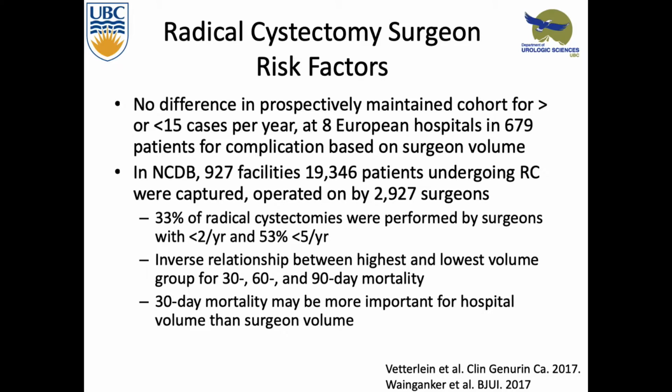In a retrospective study looking at the National Cancer Database, a big study with over 900 facilities, almost 20,000 patients, and almost 2,000 surgeons, they found that 33% of radical cystectomy patients were treated by surgeons who do less than 2 a year, and 53% do less than 5 a year. They found an inverse relationship between the highest and lowest volume groups with 30, 60, and 90-day mortality. And they think there was a trend that 30-day mortality may be more important for hospital volume. There are other studies that have looked at surgeon volume and outcomes. These are newer ones. Mostly it's been retrospective, and the National Cancer Database was the biggest one I could find, so that's why I'm showing it here.